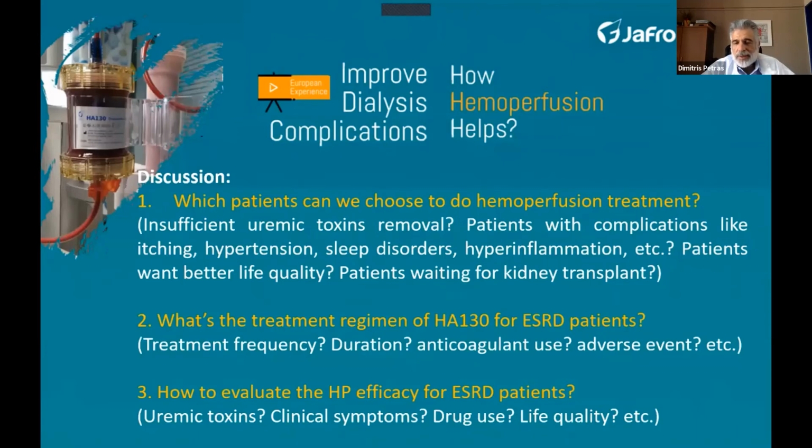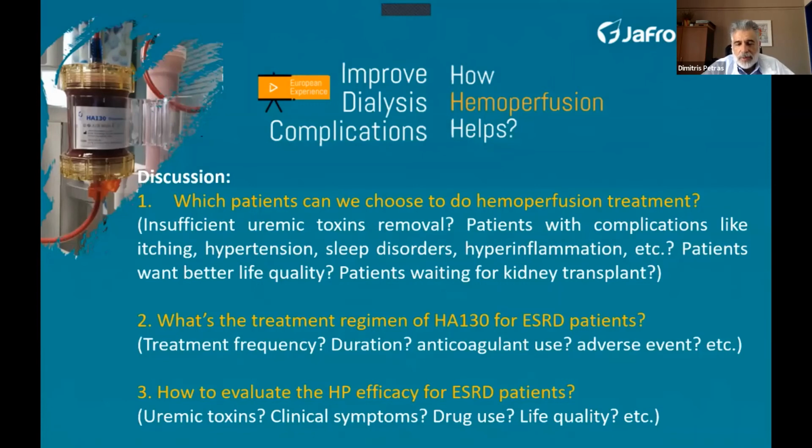So this is the frequency that we use. You're right that in the literature there are no indications, so I believe that everyone is doing what the experience is saying. Duration is usually 2.5 hours, and then we continue with dialysis.